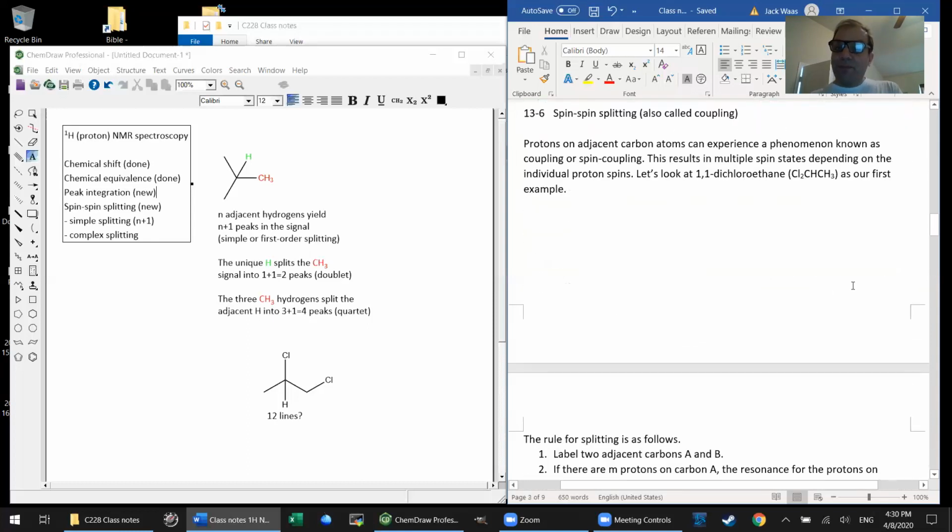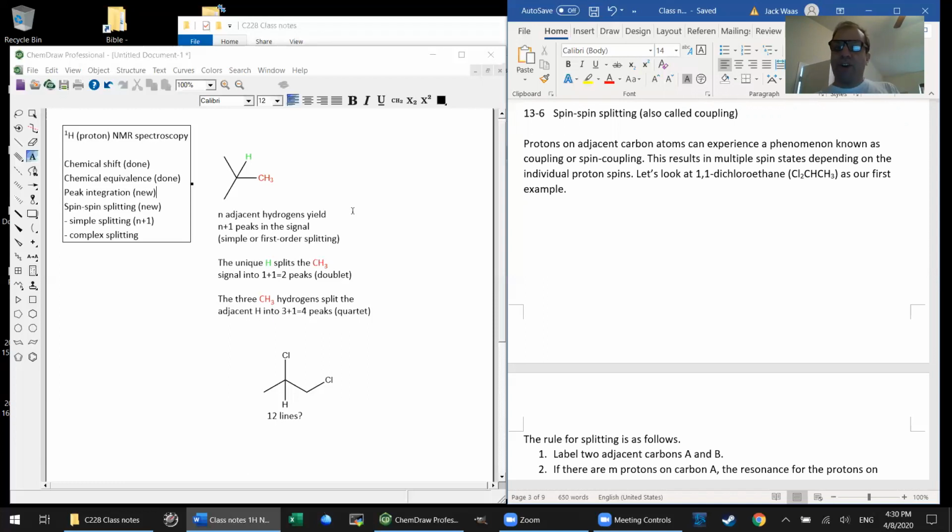But there is a phenomenon whereby protons that are on adjacent carbon atoms can split each other. The phenomenon is known as spin coupling or spin-spin splitting. And we could get into the multiple spin states and draw little diagrams, and that's all fine. The book goes into that. But the upshot of it all, again, I want to keep this all very, very practical.